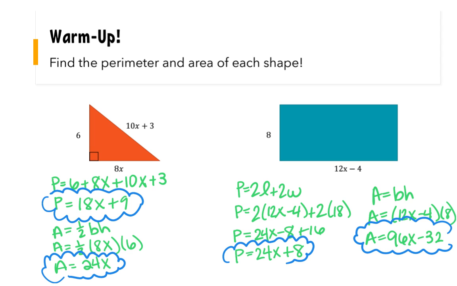The same thing happens with the rectangle, and this is why it is so important to use those formulas. I know the perimeter is 2 times the length plus 2 times the width. This time we don't have numerical values, we have expressions. So 2 times the length, our length is an expression and we have to use the distributive property. 2 times 12x gives me 24x. 2 times -4 gives me -8. And that's how we're going to build our perimeter. So it's this concept right here that we're going to be using to now move into solving equations.